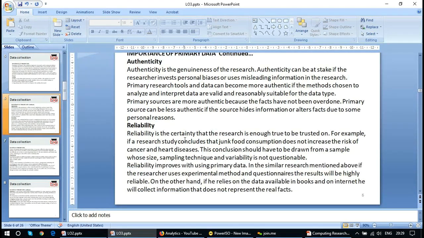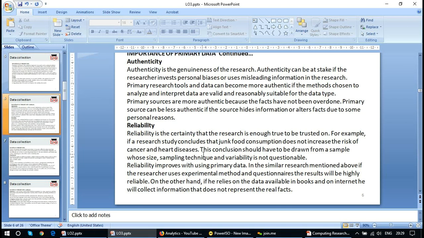Then we talk about the reliability of the primary data, that the reliability is the certainty that the research is enough true to be trusted on. For example, if a research study concludes that a junk food consumption does not increase the risk of cancer and heart disease, this conclusion should have to be drawn from a sample whose size, sampling technique, and validity is not questionable. Okay, so reliability is again depending on the sample size.